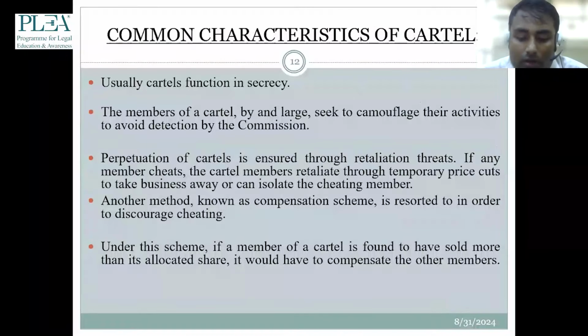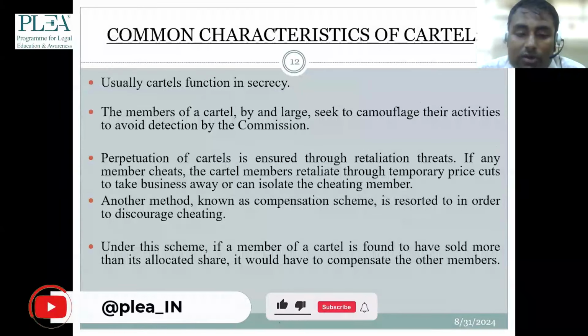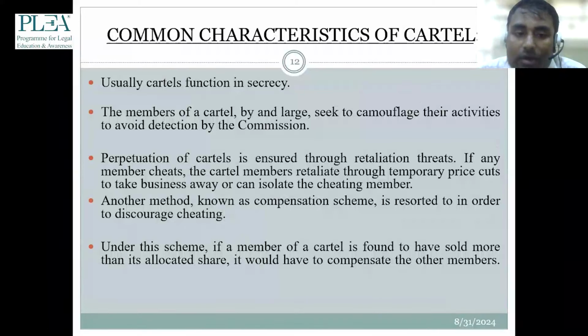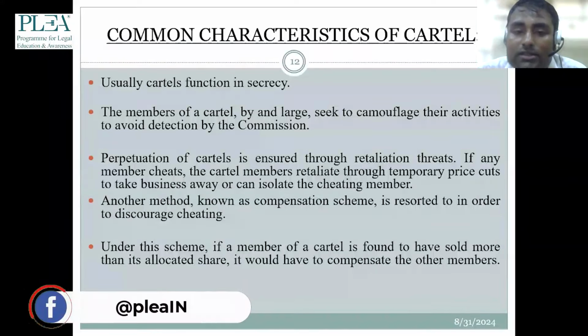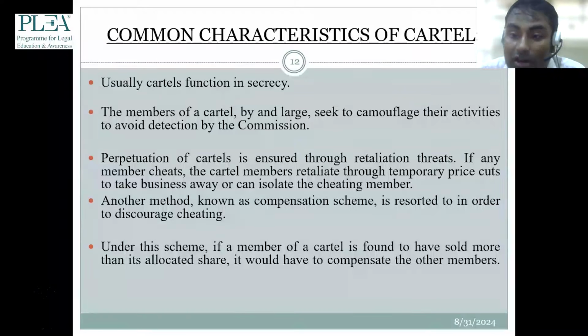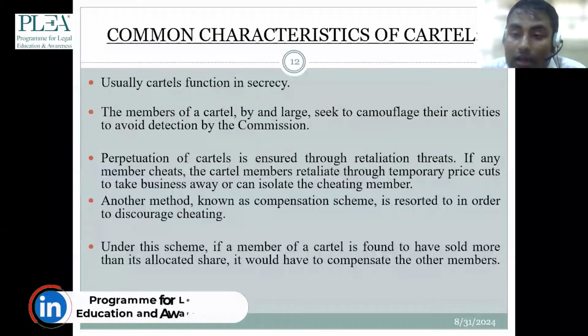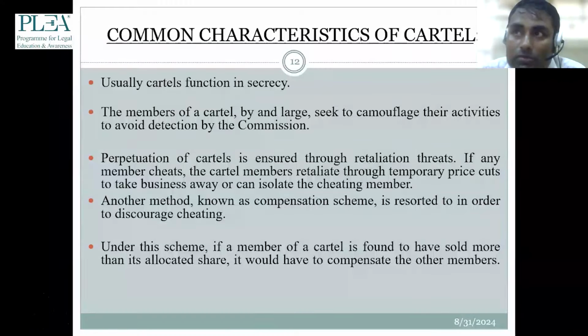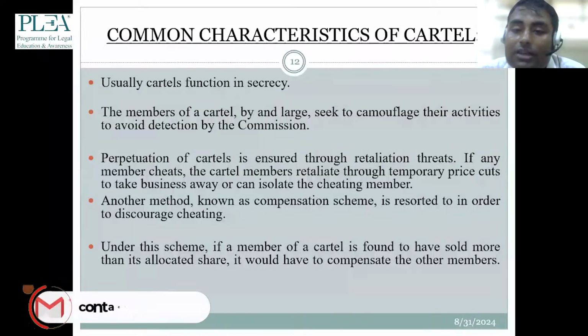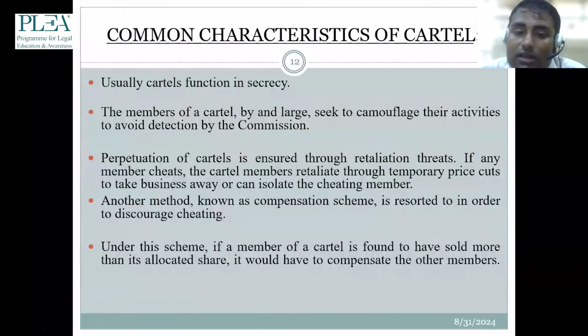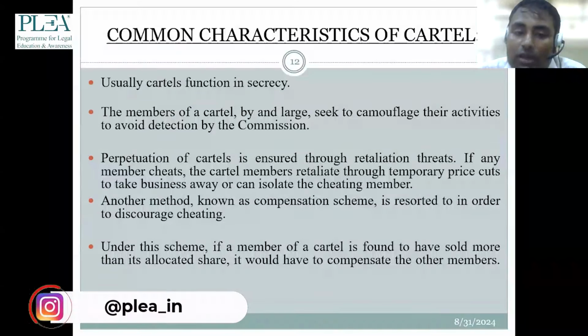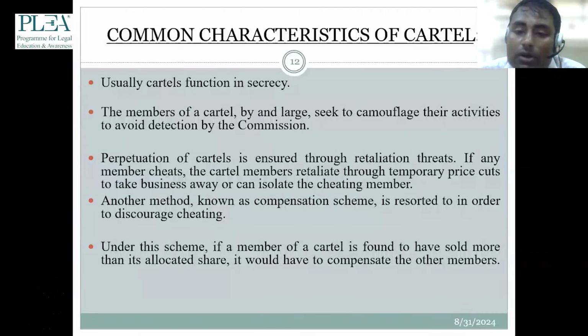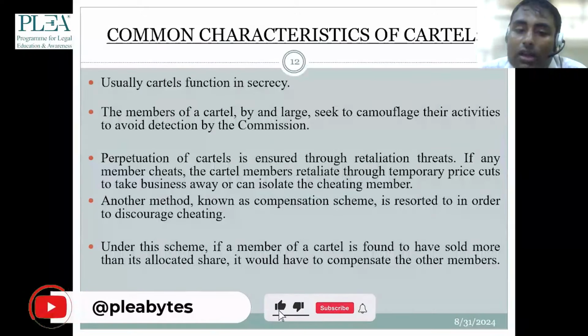Common characteristics of cartels. Usually, cartels function in secrecy. This is the character of cartels: they are always going to work in secrecy. The members of a cartel by and large seek to camouflage their activities to avoid detection by the Commission. They are trying their level best to hide themselves. Perpetuation of cartels is ensured through retaliation threats. If any member cheats, the cartel members retaliate through temporary price cuts to take business away, or can isolate the cheating member.